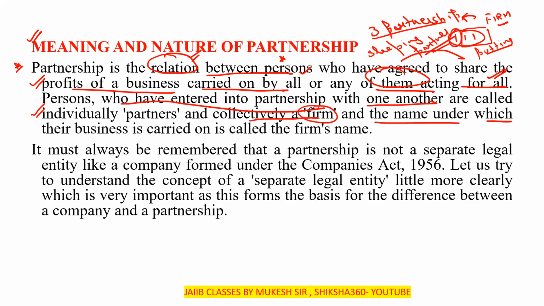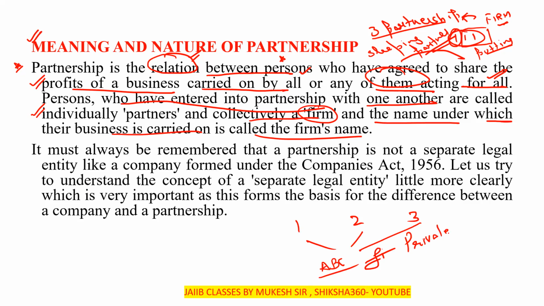And the name under which their business is carried out is called the firm's name. Clear? For example, say there are three persons working under a specific firm. They will name their firm, that is ABC Private Limited, not just simply ABC. This is the name of the firm. Clear? So it depends upon that.